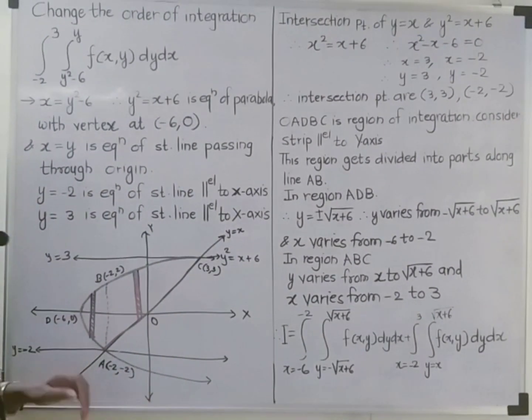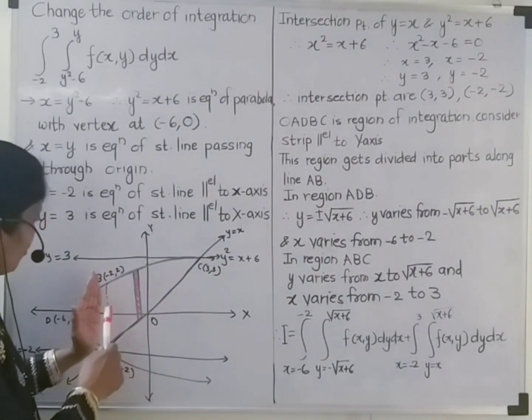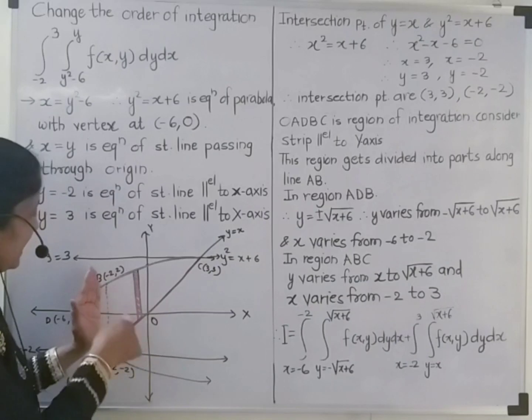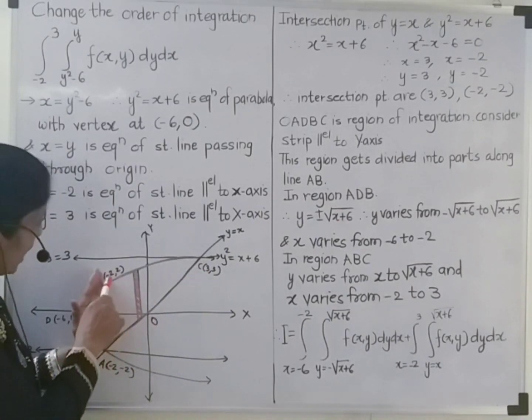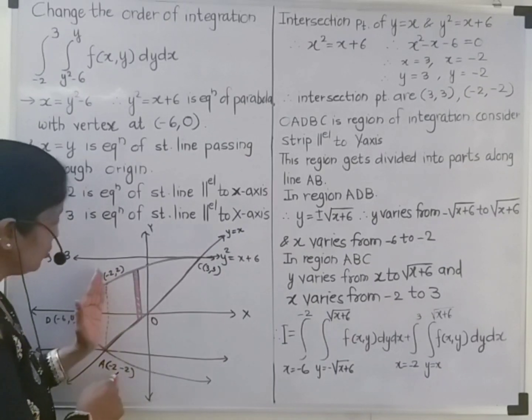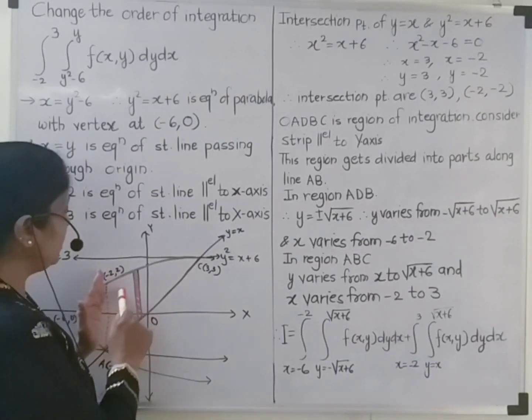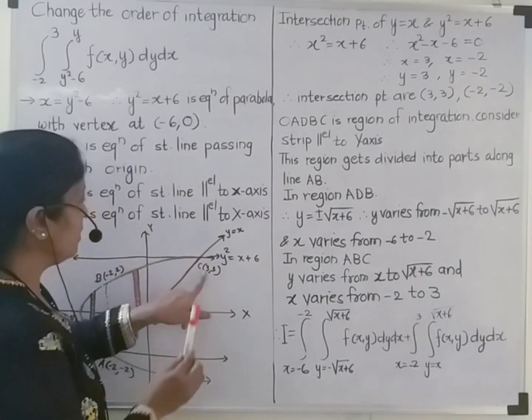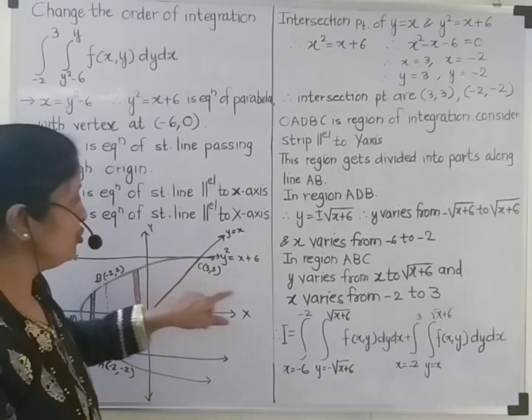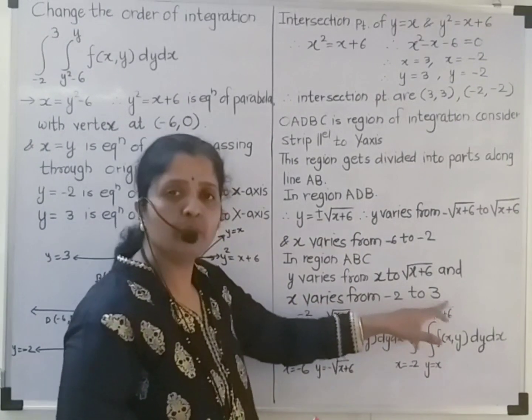And to find out the limit points for x, this second region starts from this dotted line AB up to the point C. So on this dotted line AB, we know that x is minus 2, and when this strip moves from AB to the point C, here the value of x is 3. So x varies from minus 2 to 3.